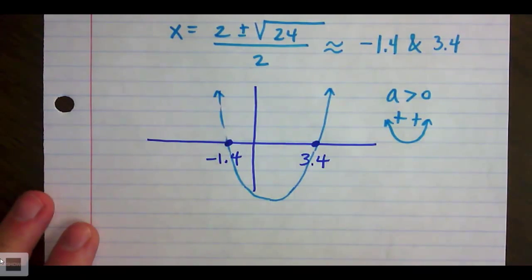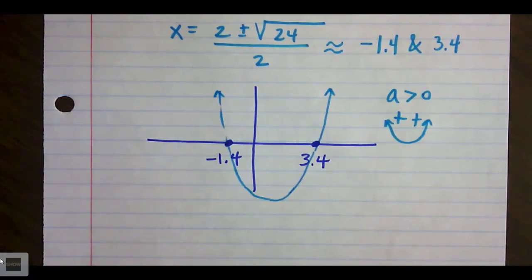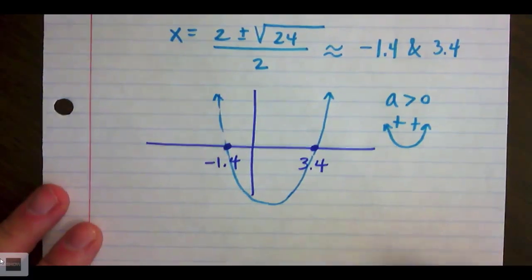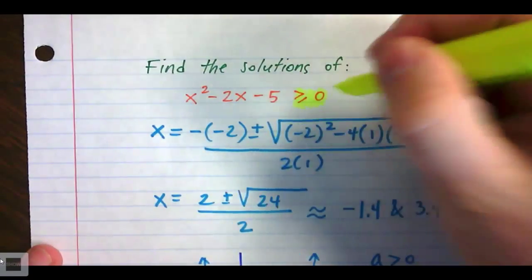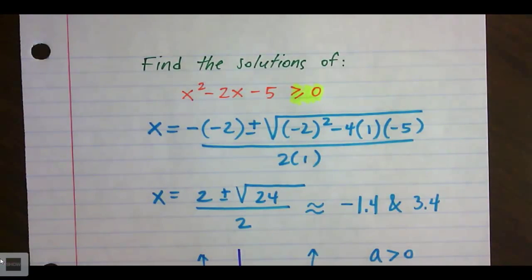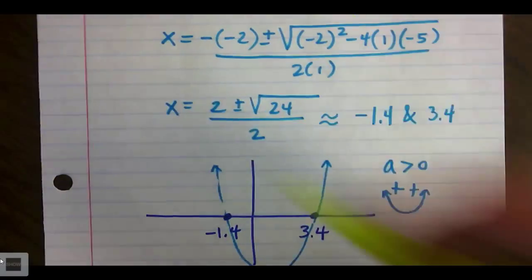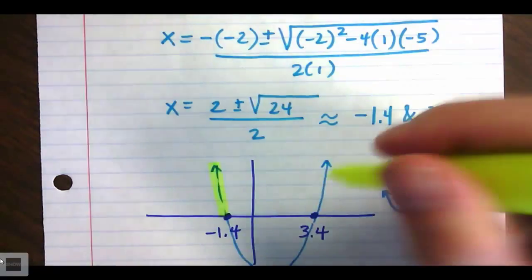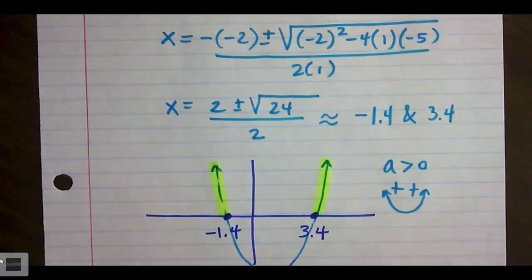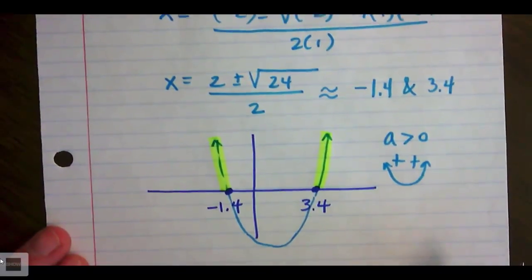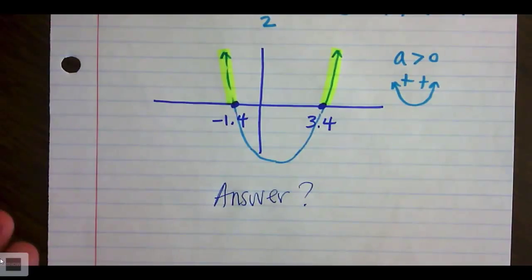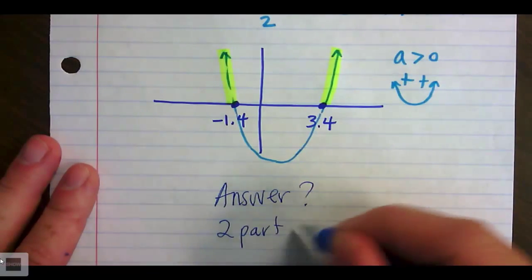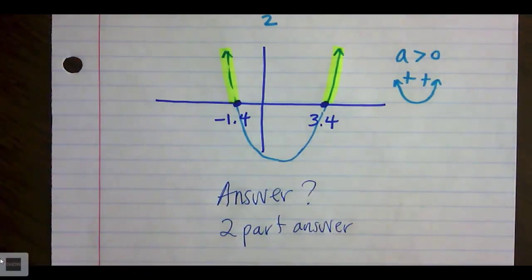Now, once you're done with this, the question is, where is the graph below or above the x-axis? Well, since my inequality is, again, greater than or equal to 0, what I want to do is highlight that part where the graph is above the x-axis. Well, it's above over here and over here. The question I have for you is, based on that graph, what would our answer be? And I'll give you a hint. It's a 2-part answer. That's all I'm going to tell you. I want you to try to figure that out and bring that in class tomorrow. See you on Tuesday.